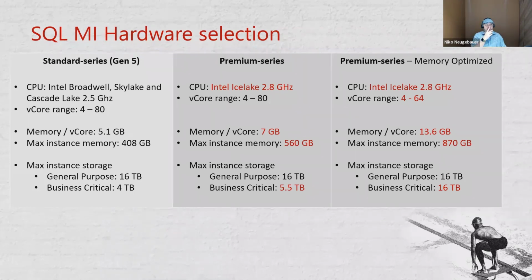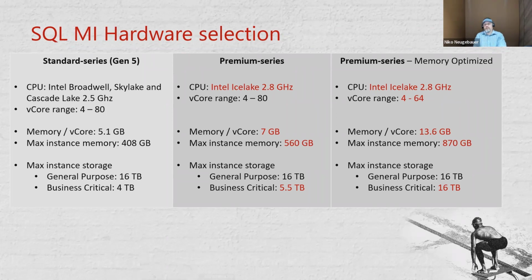Talking about the hardware selection, we have the standard series, which you already know. It was known previously under the name of Gen 5, but we have already released in general availability, I think it was the middle of July 2022, if you're watching the recording, the premium series. Intel Ice Lake, the latest and greatest blazingly fast CPU, which provides you with even more storage and more memory. We don't give you just 5.1, but 7 gigabytes of RAM.